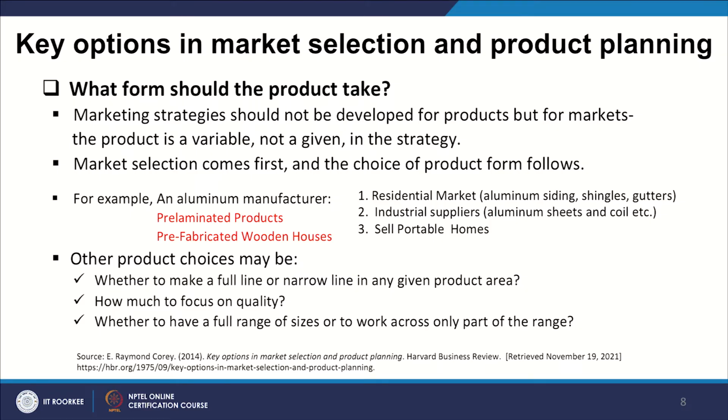For example, an aluminium manufacturer can take it to the residential market, aluminium sidings or whichever way, and then to industrial suppliers also, wherein they can sell it in the form of sheets, and then sell portable homes as well. That reminds me of pre-laminated products. It is a wonderful segment, and if I am not wrong, Syntex is manufacturing and marketing these kinds of products, and it is a very successful venture. How Syntex is doing can be verified through their website, but I remember that they had these kinds of products.